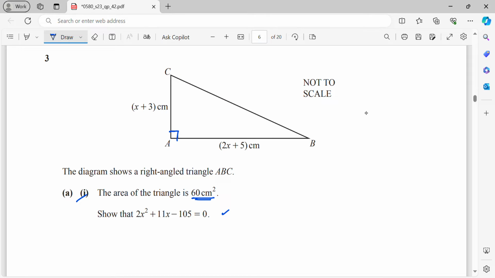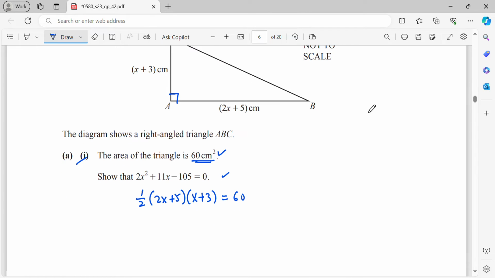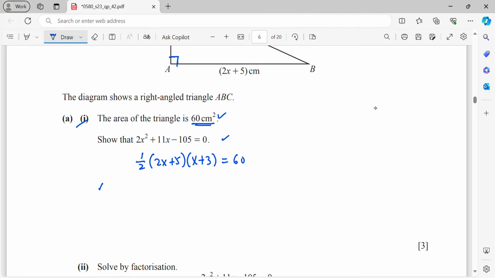So we know that the area of a triangle is half times base times height. The base is 2x plus 5, so I just write a bracket to show the times. The height is x plus 3, then equals 60, because it's given there. Now I will multiply the whole equation by 2. Therefore, I will get (2x + 5)(x + 3) equals 120.